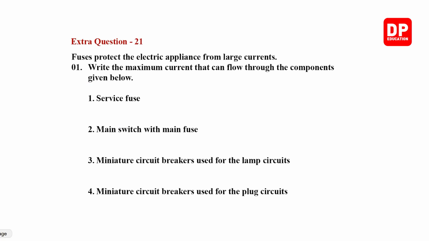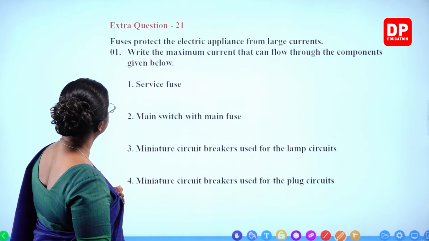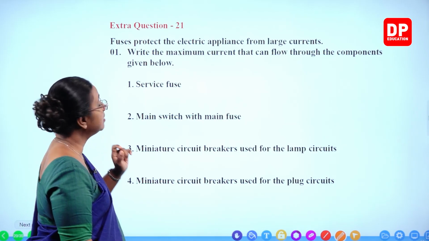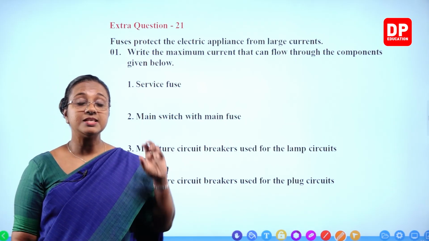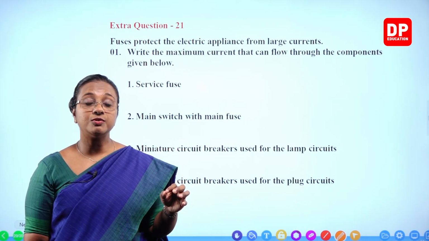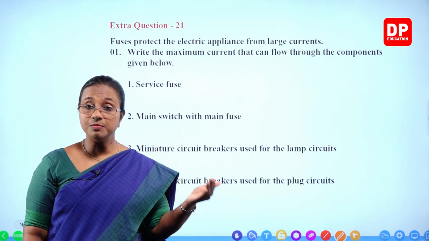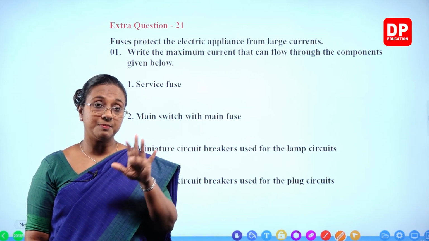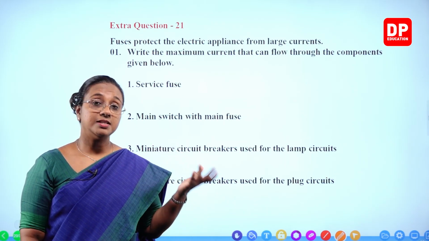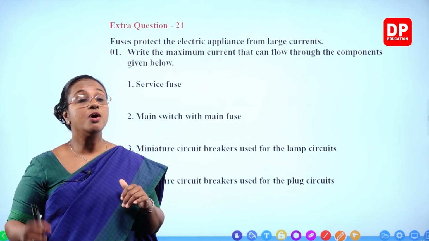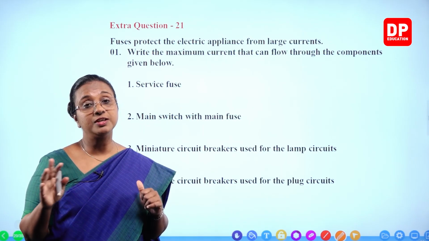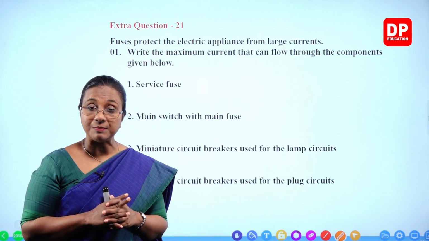Extra question 21. Fuses protect the electric appliance from large currents. Write the maximum current that can flow through the components given below. So you all know fuses, they allow a maximum current to flow through them. If there is current more than the maximum limit, the fuse disconnects the electricity supply either to the household, if it is the service fuse or the main fuse, or else if it is the fuse in the MCB, only to that part of the household. So you all remember that.